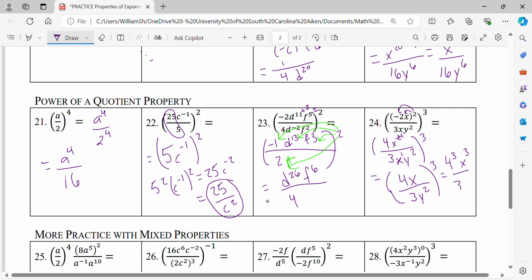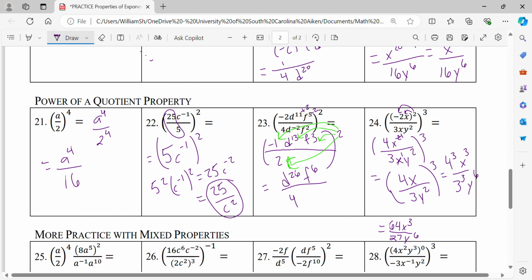Now, 4 to the third, x to the third, 3 to the third, and y to the sixth, because 2 times 3 is 6. The only thing left to simplify here, I'm running low on space, so I'm going to write here, is I have to figure out what 4 to the third is and 3 to the third is. 4 to the third is 4 times 4 times 4. 4 times 4 is 16 times 4 is 64. So I get 64x to the third.